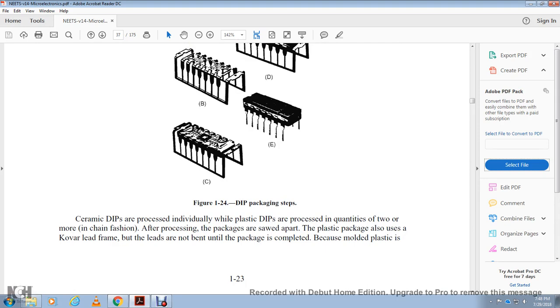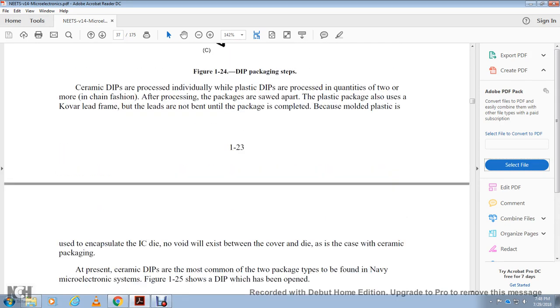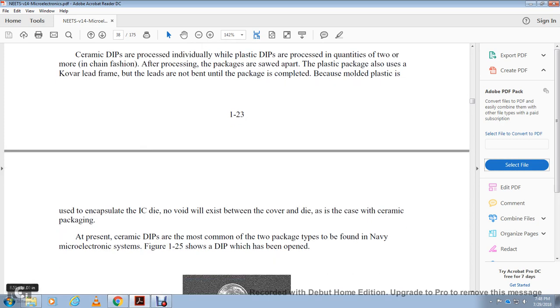With the package complete, the molded plastic is used to encapsulate the integrated circuit die, with no void existing between the cover and the die and cavity of the ceramic packaging. Presently, the ceramic dual inline package is most common.